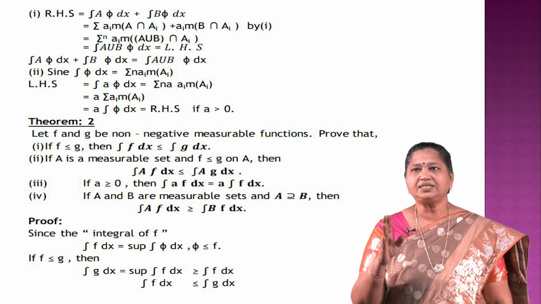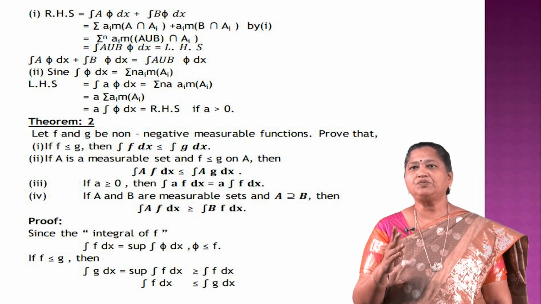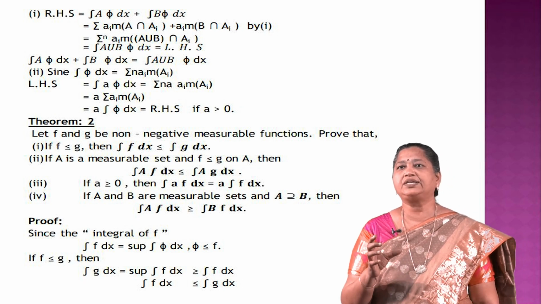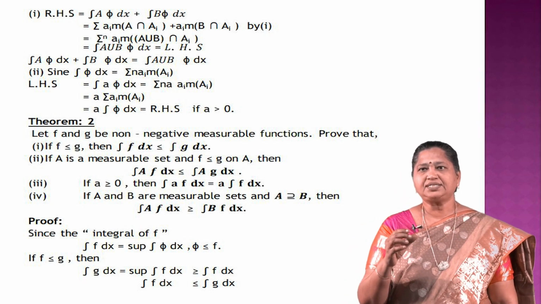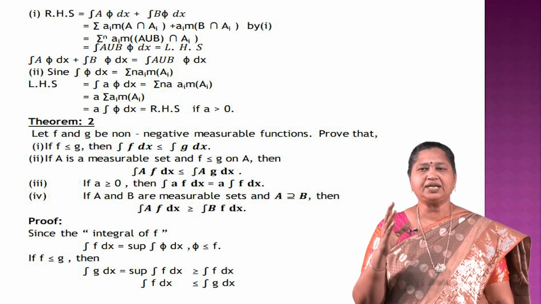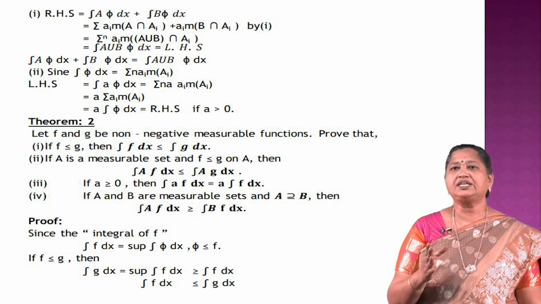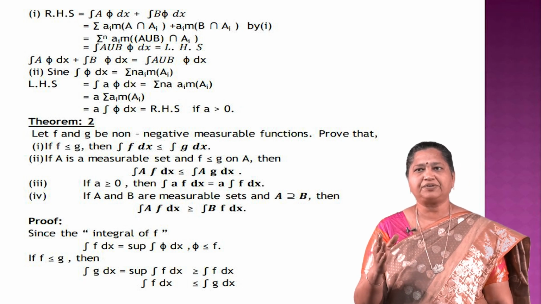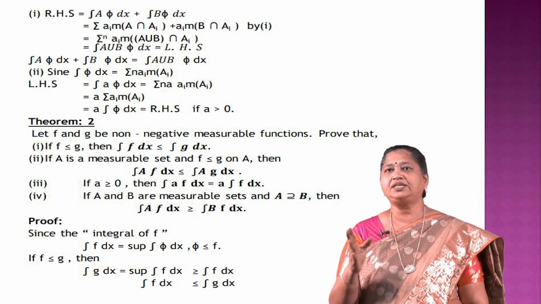The next one, that is a definition for the integration of phi. The summation of ai times m of, we combine these two equations and we get the result m of A union B intersection Ai. The result becomes the integration over A union B of phi dx. This is nothing but the left hand side. So the right hand side is equal to the left hand side, that is the integration over A of phi dx plus the integration over B of phi dx is equal to the integration over A union B of phi dx.